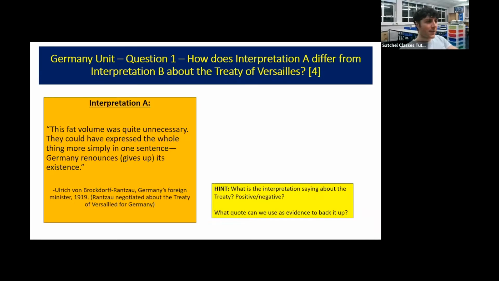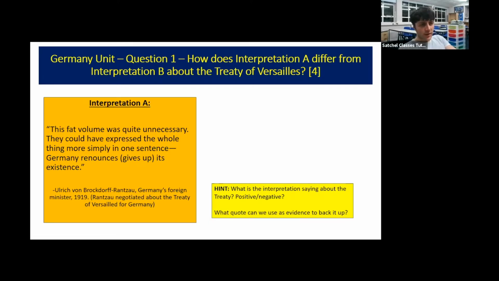If you said he's being negative, you are right. This man despises the Treaty of Versailles. But what quotation, what evidence can we use to support that statement? So in the exam, we would write, interpretation A is negative about the Treaty of Versailles, but we now need our quotation. Again, pause the video, see if you can spot a quotation that we could use.